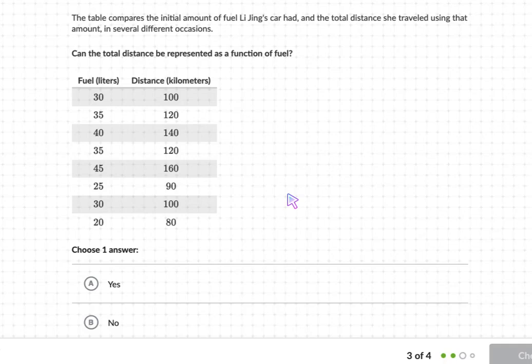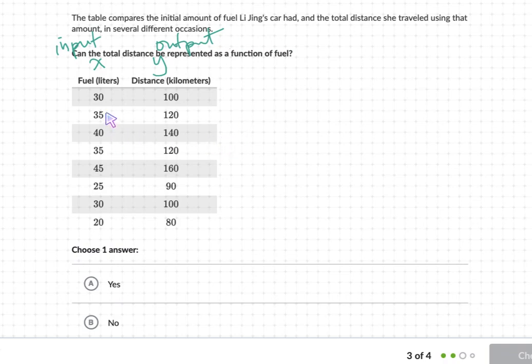Okay. And then we can just mark these as x and y. Let's see. Yeah, so the input is going to be the amount of fuel, and that's going to, depending on how much fuel she has in her car, she can drive a certain amount of distance. So this is the input, the X, and this is the output, the Y. Go ahead and pause your video and try it on your own first.